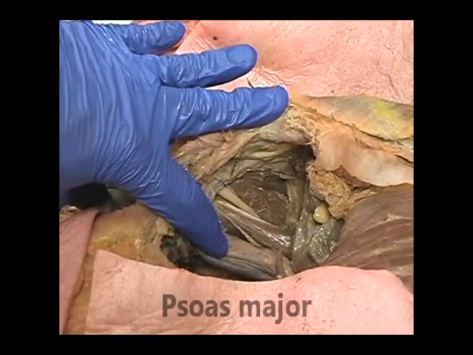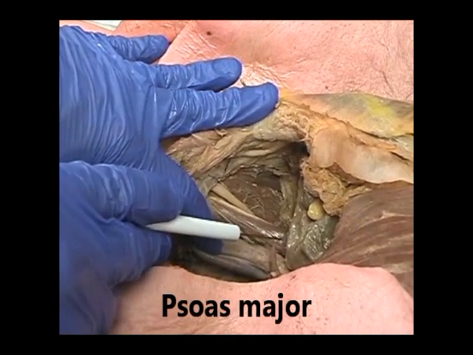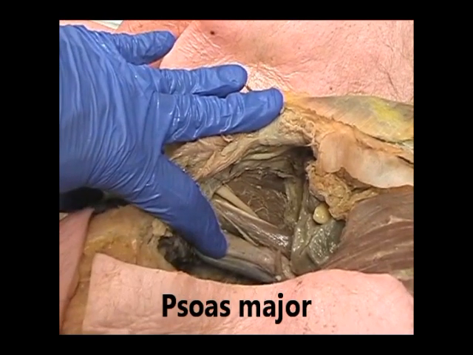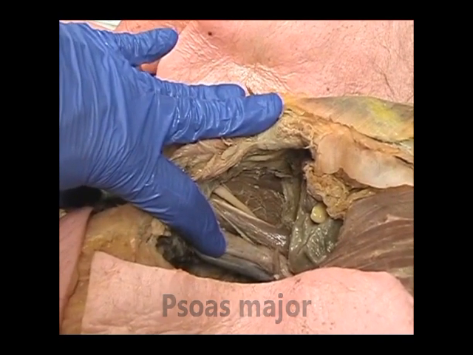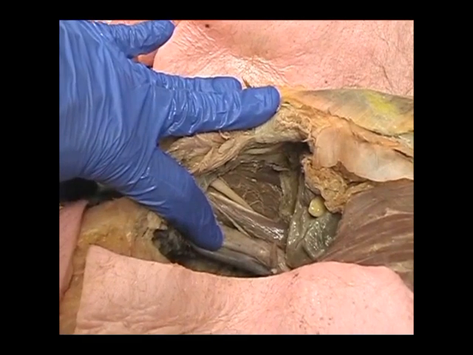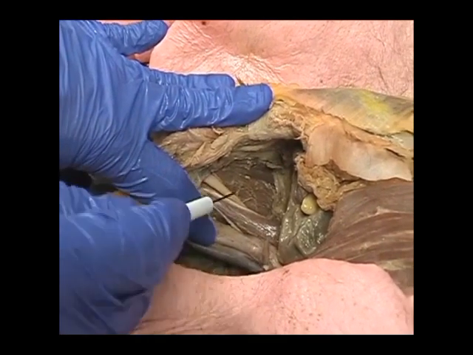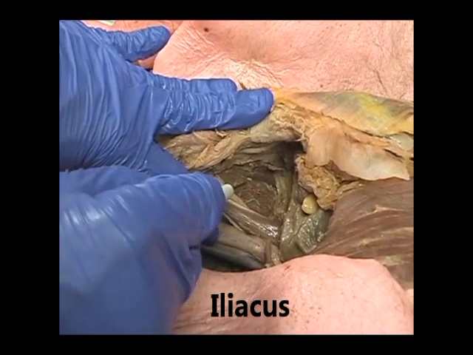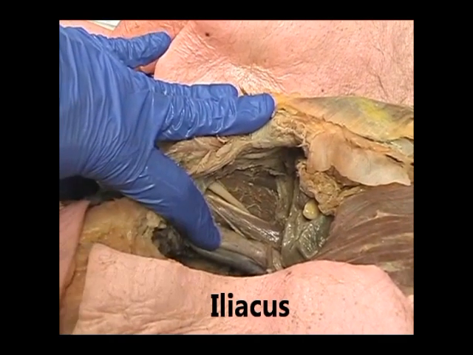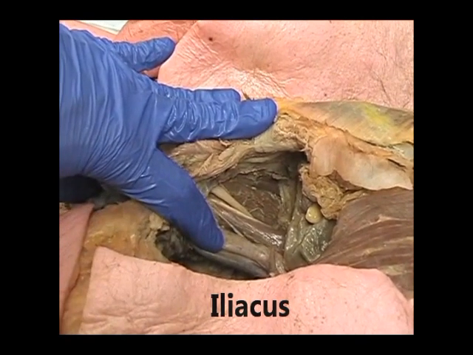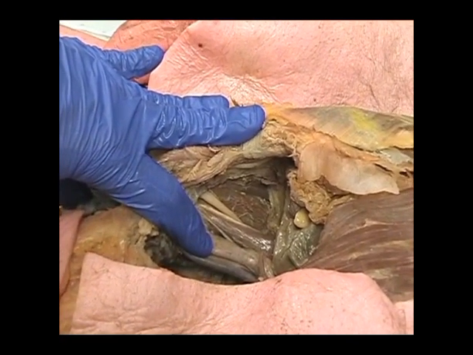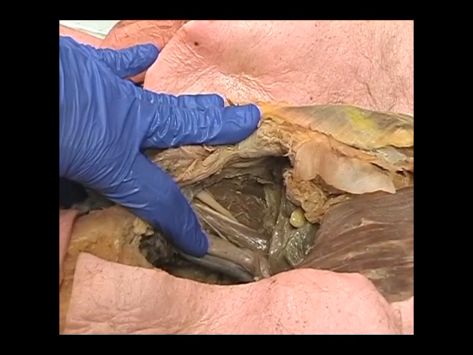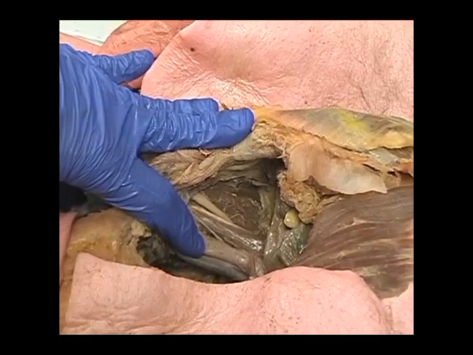On the cadaver, the psoas major is this muscle right here. The origin is on the transverse processes of thoracic vertebra 12 and lumbar vertebrae 1 through 5. The iliacus muscle is this muscle here, the origin on the iliac fossa of the ilium, and they join shortly before the inguinal canal and exit to insert on the lesser trochanter of the femur. The action of both muscles is flexion of the femur.